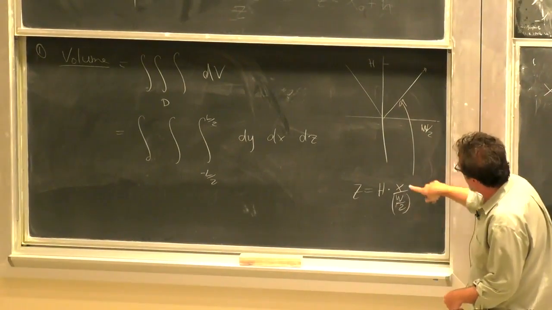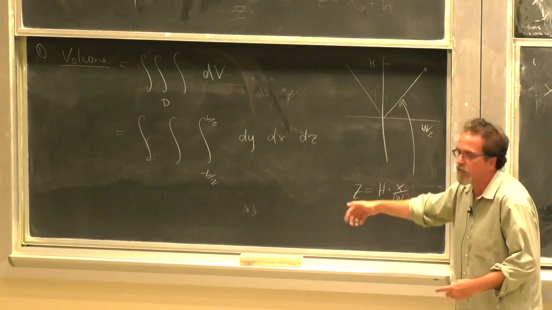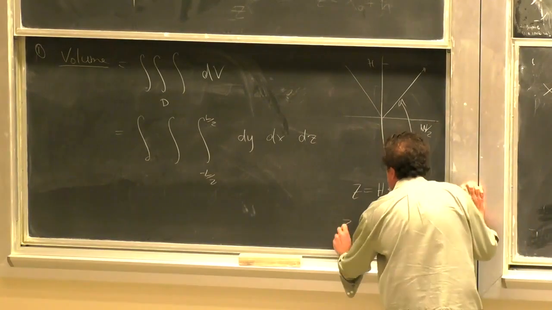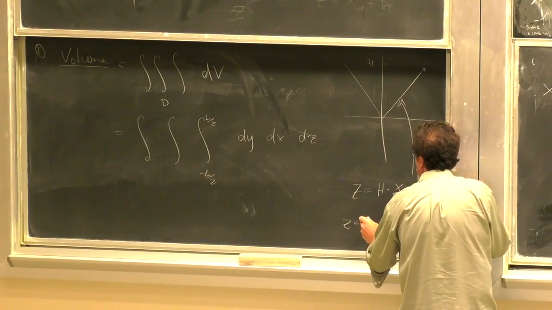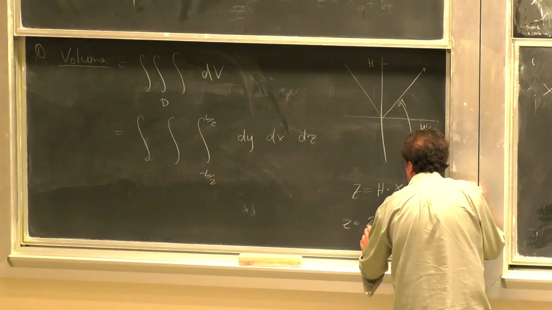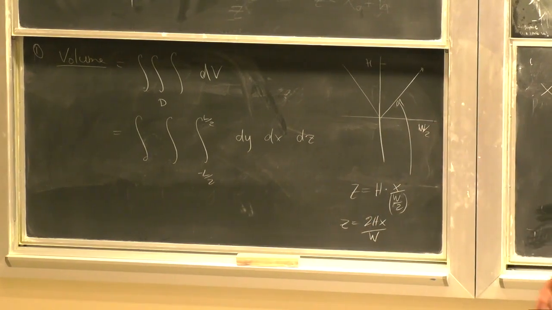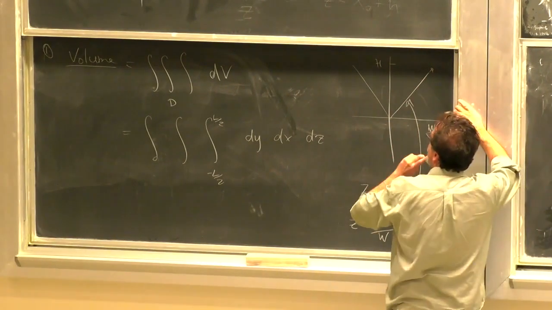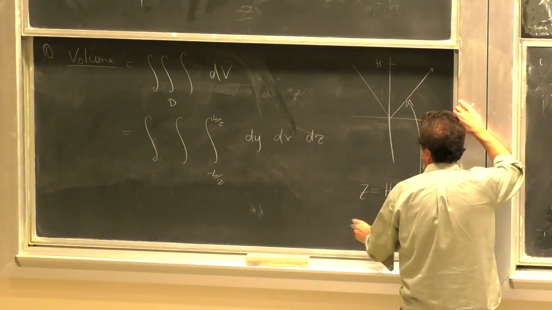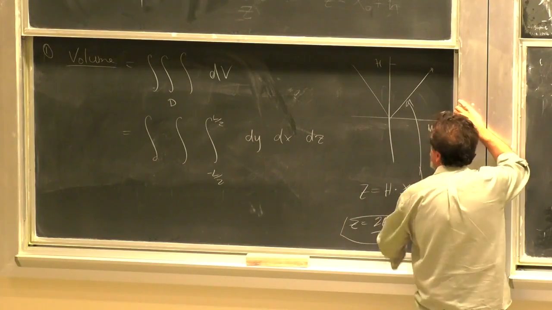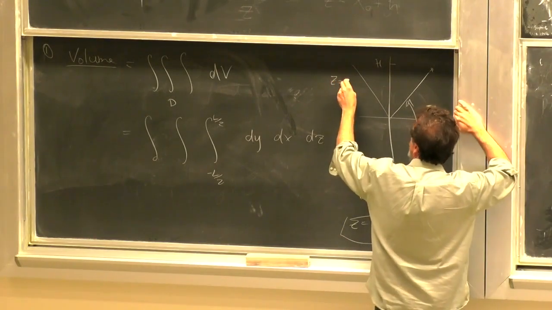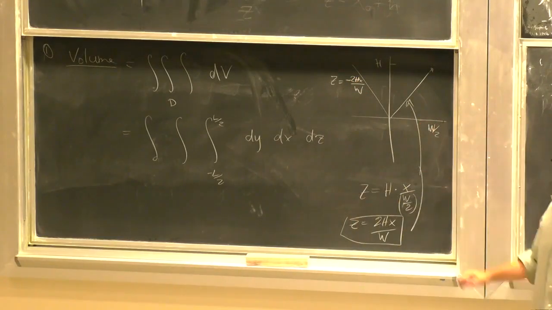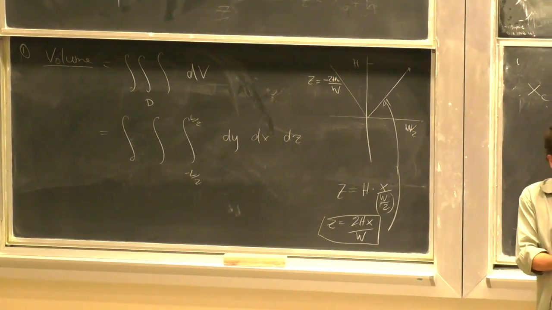Okay? And you can see that when x is w over 2, that cancels this, and z is equal to h. When x is 0, z is 0. Okay? So this is z equals 2hx divided by w. That is the equation for this line. And I hope it's not so hard to convince yourself, that's that curve over there, that this one is z equals negative 2hx over w. Okay? So that's how I have z in terms of x.